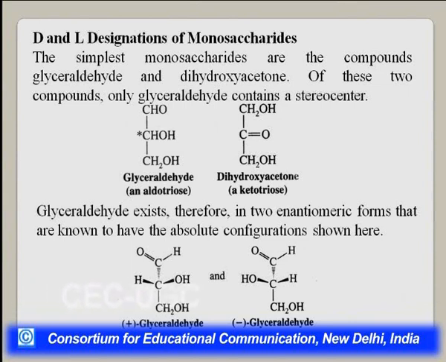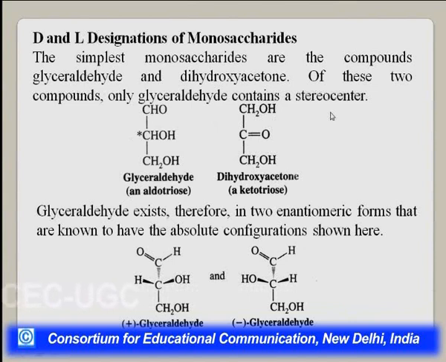Now, what is the D and L designation of monosaccharides? Take care of the nomenclature: capital D and capital L. The simplest monosaccharides are the compounds glyceraldehyde and dihydroxyacetone, and you can see the structure of both. This is glyceraldehyde, an aldotriose, because 3 carbon atoms are there. This is a ketotriose, dihydroxyacetone. Of these two compounds, only glyceraldehyde contains a stereocenter.